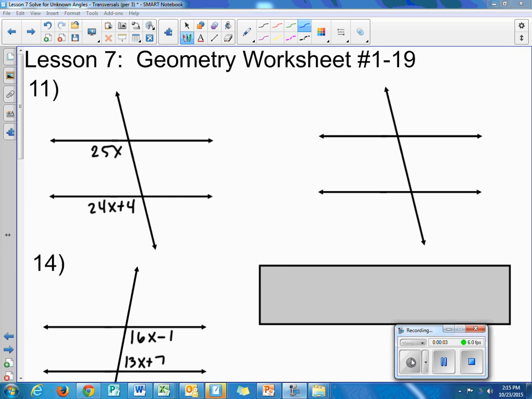Hi class, this is lesson 7. It is mainly about finding the unknown angle measures given specific information.